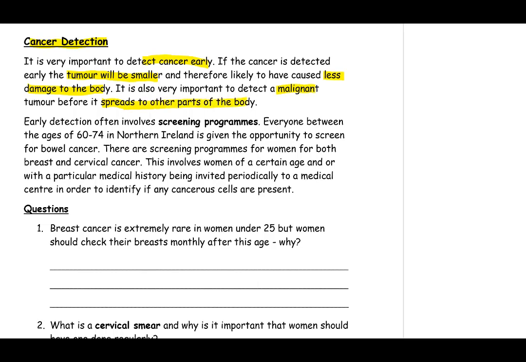Most of the early detection involves screening programs. Everyone between the ages of 60 to 74 in Northern Ireland is given the opportunity to screen for bowel cancer. There are screening programs for women for both breast and cervical cancer, which involves women of a certain age and or with a particular medical history being invited periodically to a medical centre in order to identify if any cancerous cells are present.